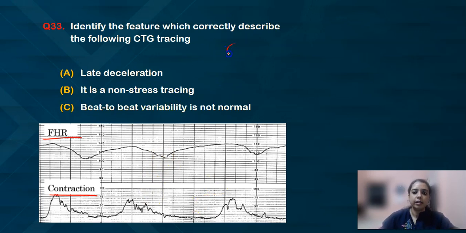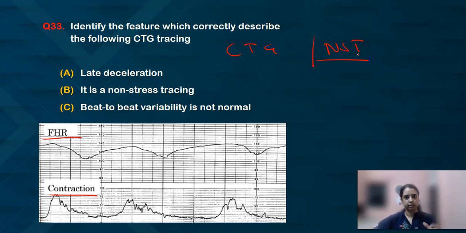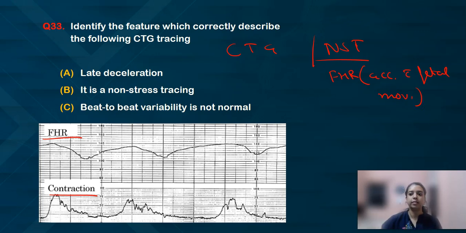See, what is CTG and what is NST? NST is a non-stress test. You are just trying to see whether the fetus is in stress or not. Patient is not in labor. You are just trying to see whether there is chronic hypoxia or not. So what do you see? You just see fetal heart rate and you see whether accelerations are there with fetal movement or not. If with the fetal movement acceleration is occurring, it means the fetus is in a very good condition. If it is not occurring, it doesn't mean that fetus is hypoxic, but you have to test further.